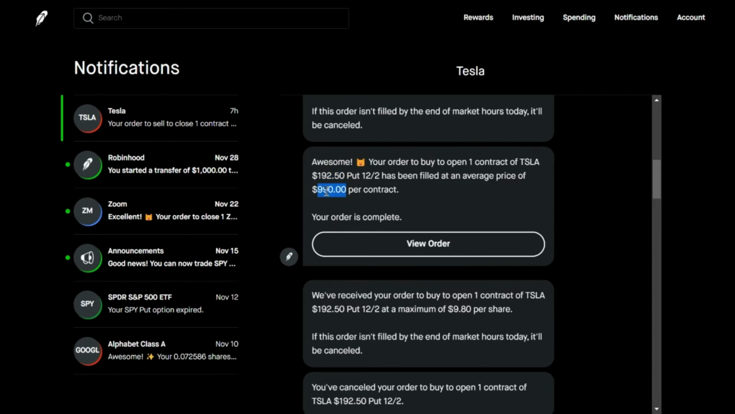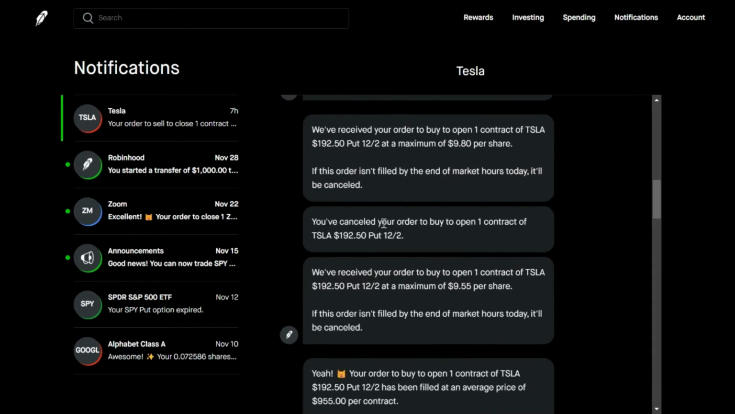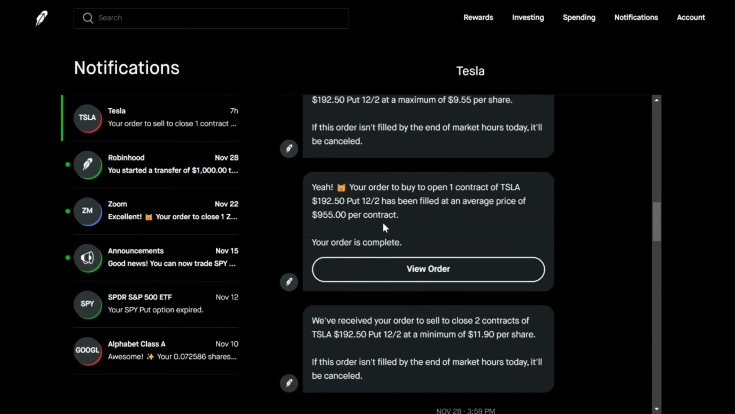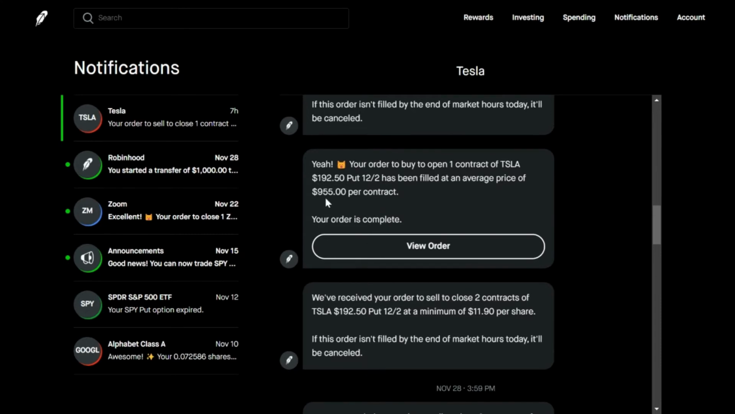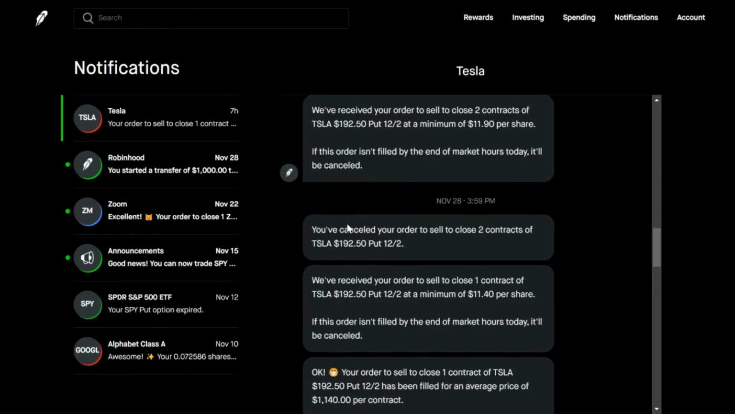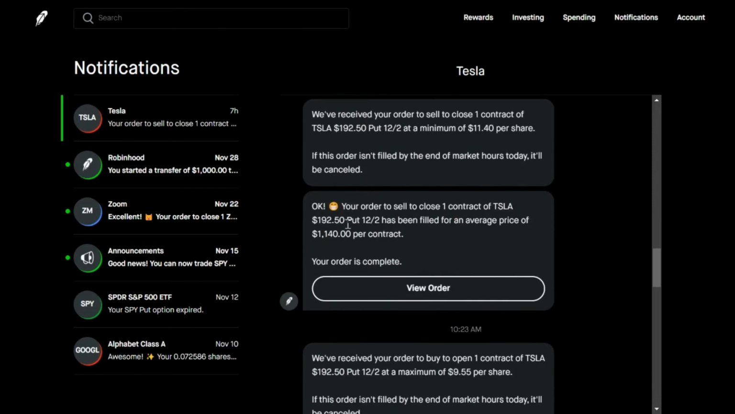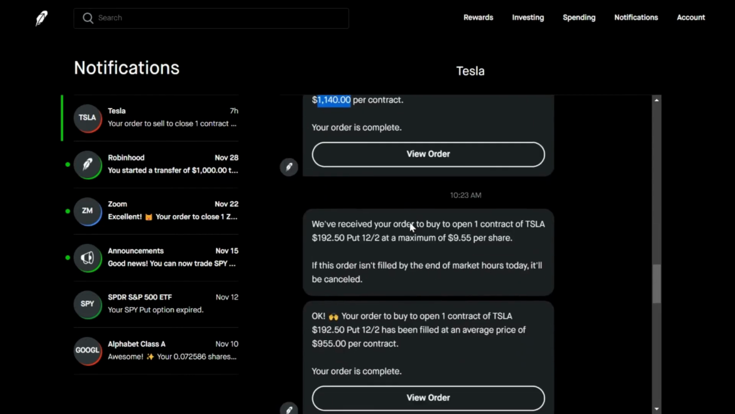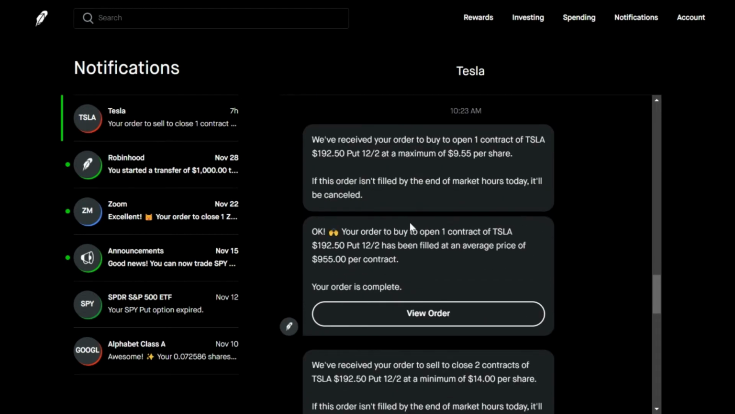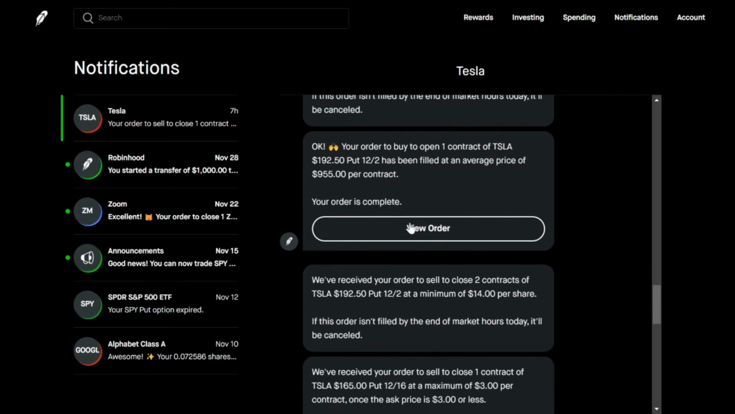during this week, and I bought it at 990 per contract. Similarly, another contract I bought at 955. So on average, it's around 970. I sold one contract at 1140. So that was a day trade, and I booked around $200 profit.